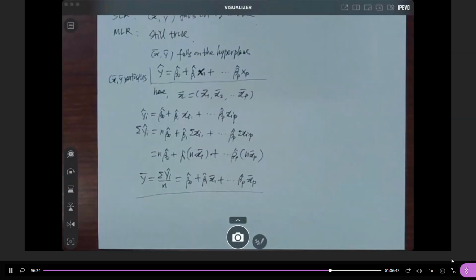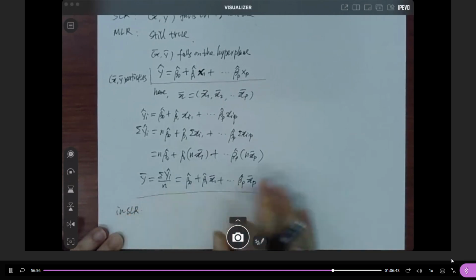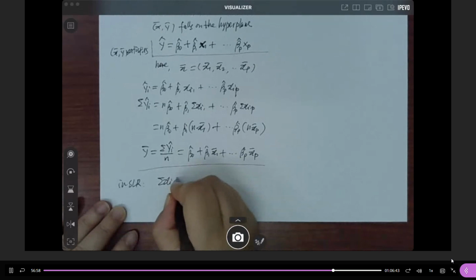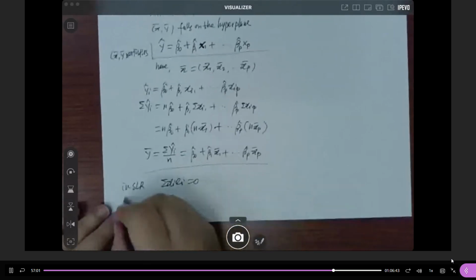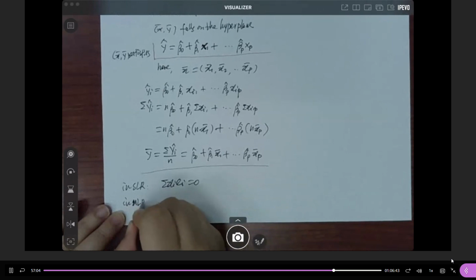So all the properties you have for simple linear regression can pass on to multiple linear regression, but you cannot pass them to regression through the origin. It's not a matter of how large your dimension is, it's whether you have the intercept. Multiple linear regression and simple linear regression both still have beta 0, even though for multiple linear regression you have more predictors. All the properties we had earlier are still true. And also in simple linear regression, because you only have one predictor variable, you have summation of xi ei equal to 0. How about in multiple linear regression?